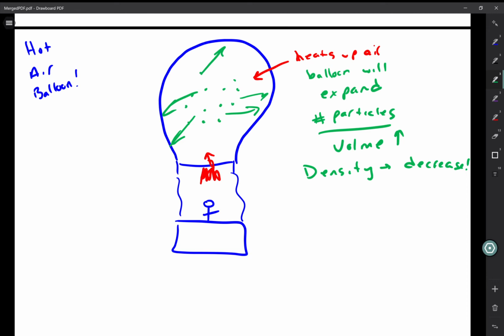So as you keep heating up those air molecules and keeping the number of air molecules the same, it spreads out the balloon, giving more volume, the same particles, lower density. So that's what makes it rise.